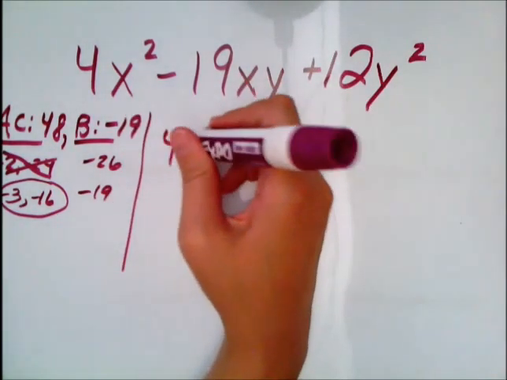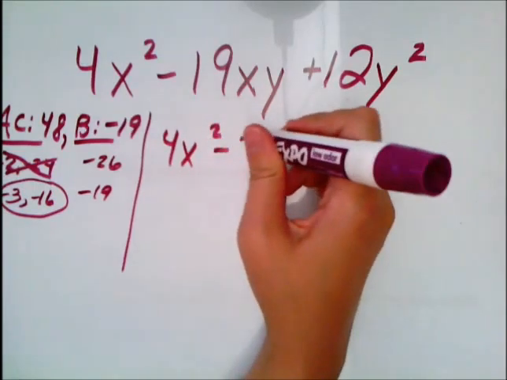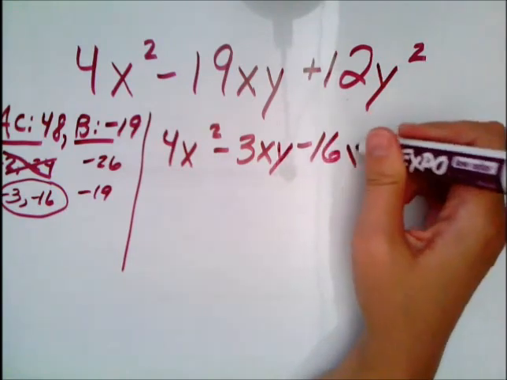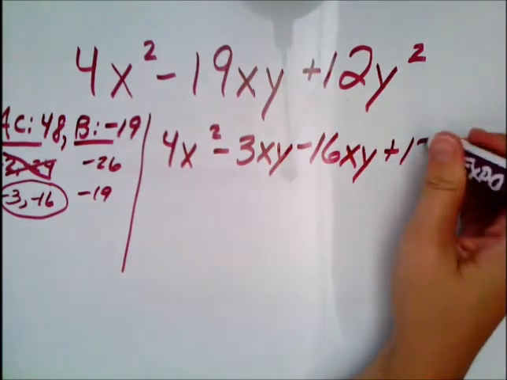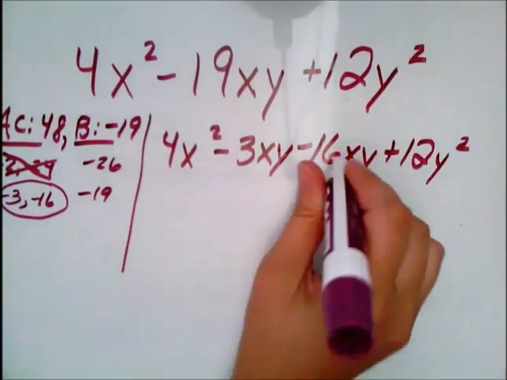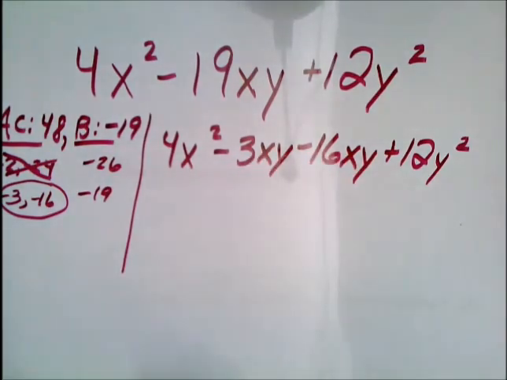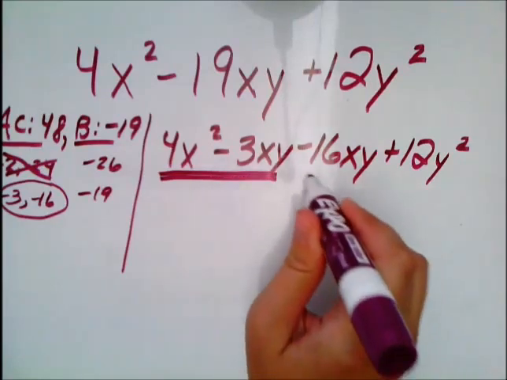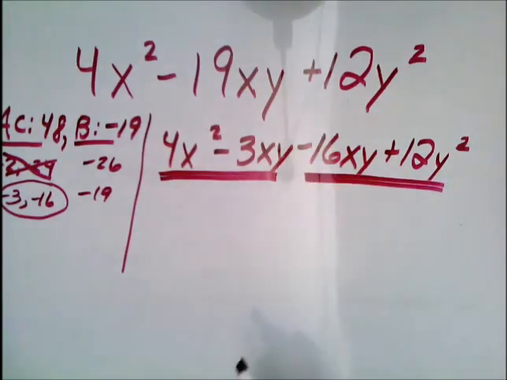So here I'm going to rewrite my whole problem, but instead of negative 19xy, I'm going to put minus 3xy minus 16xy. And notice if I get like terms together, that's the same as negative 19, it's just I split it up. Why would I want to split it up? Because now I can make two groups of 2 and I can factor by grouping.